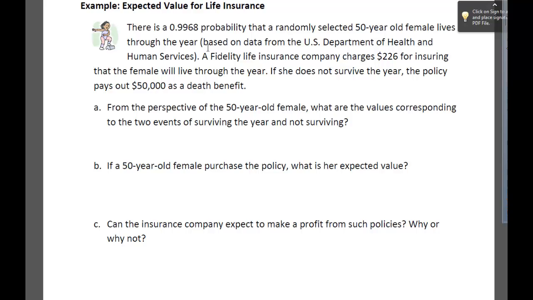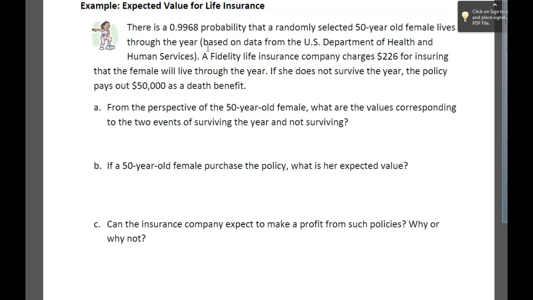Okay, from the perspective of the 50-year-old female. Let me tell you why it says that. Depending on which side of the table you're on, you're getting a loss or a gain. So we could do it from the perspective of the insurance company, or we could do it from the perspective of the person that they're selling this policy to. Okay, so we're looking at it from her perspective. What are the values corresponding to the two events of surviving the year and not surviving the year?